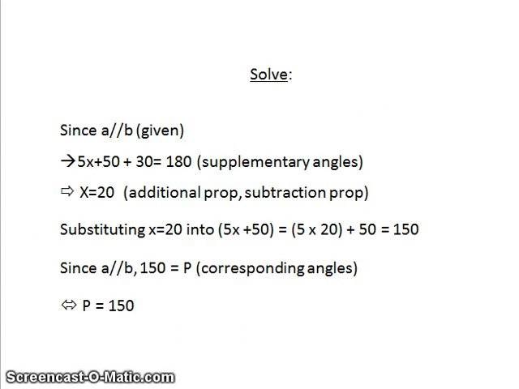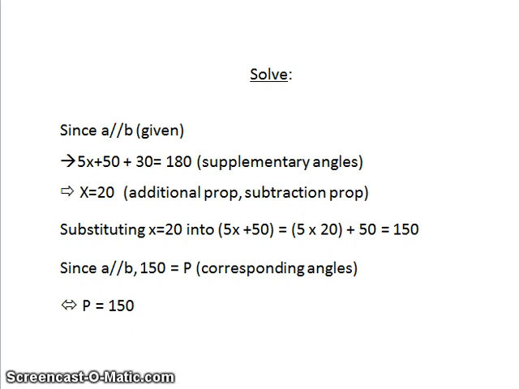Please pause and give it a try. Okay, since you have completed your answer, this is the solution. Since A and B are parallel, you can use the properties of supplementary angles to have 5x plus 50 plus 30 degrees equals 130 degrees. So to find x, use the addition and subtraction properties. Therefore, you have x equals 20. So you have found x.